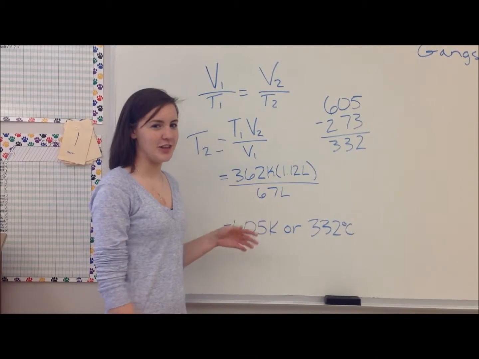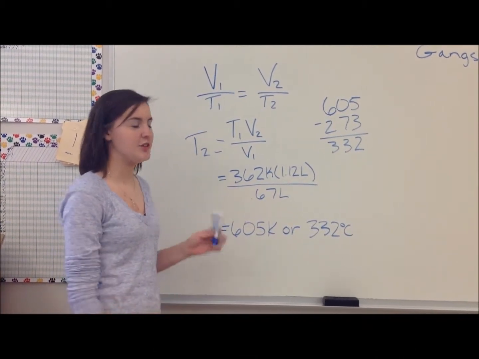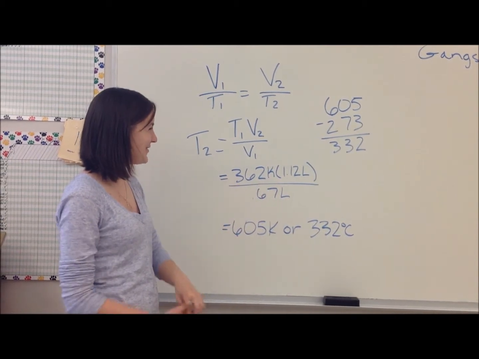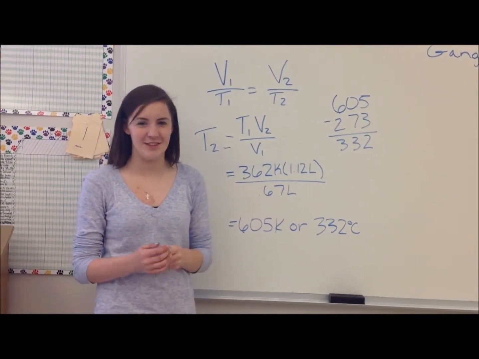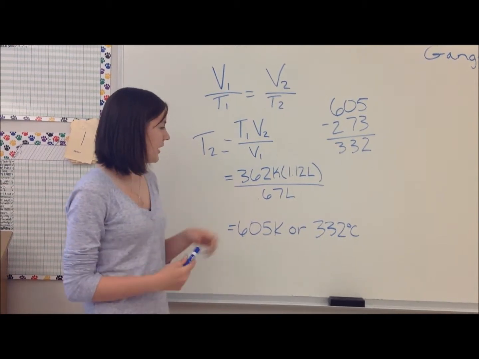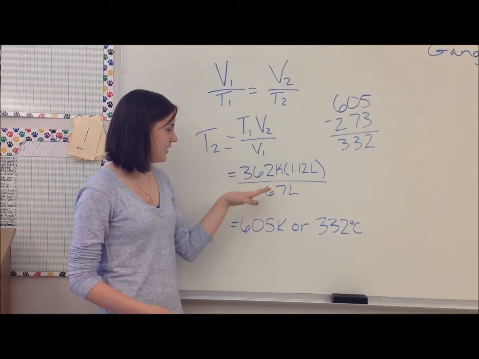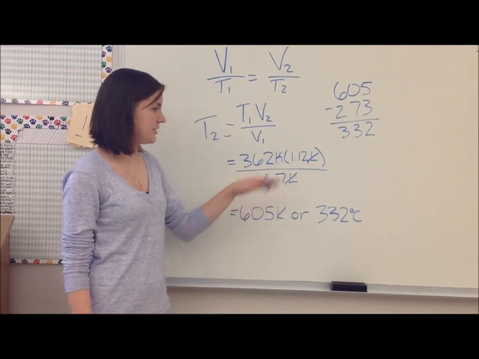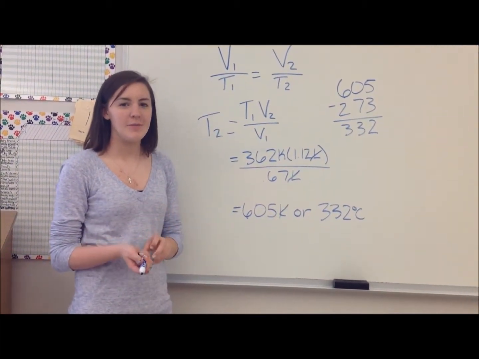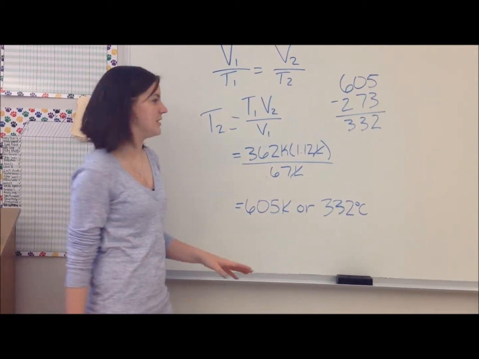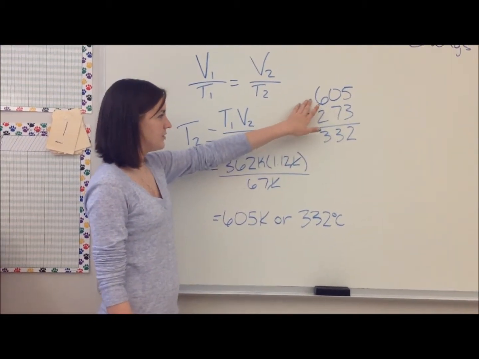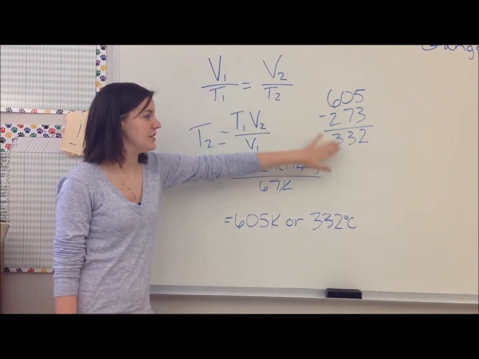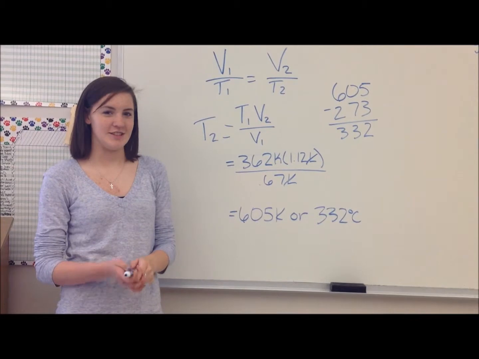In our problem, we are trying to find the second temperature. So you do first have to convert to Kelvins by adding 273. Once you get that, you add your values in, and since you have 2 liters, they cancel each other out, leaving you with Kelvins. Now the problem asks you to find it in Celsius, so you want to subtract 273 from your answer in Kelvins, and you get 332 degrees Celsius.